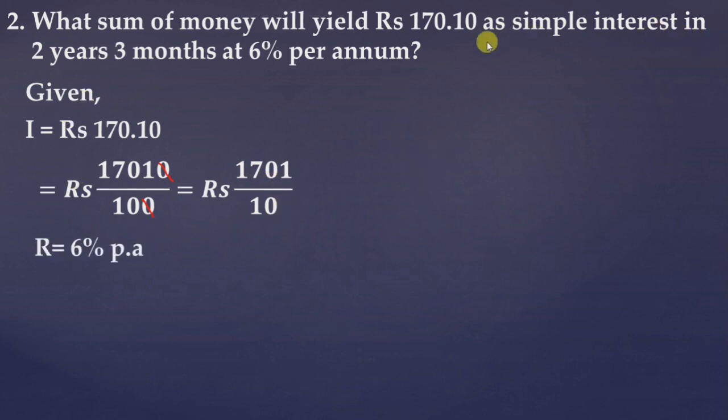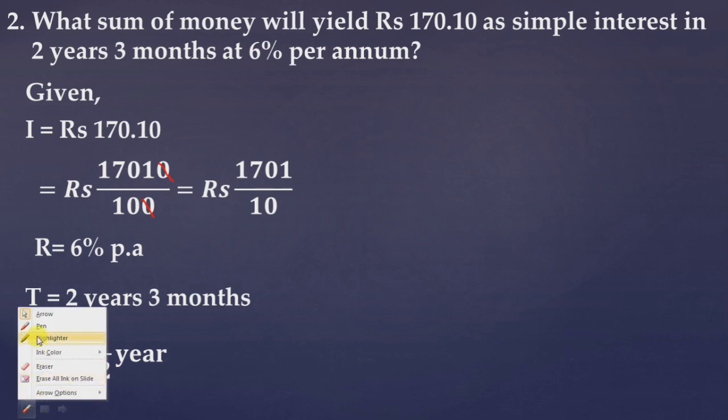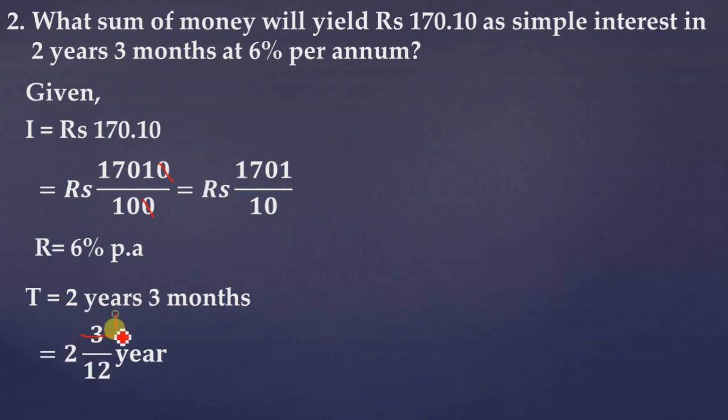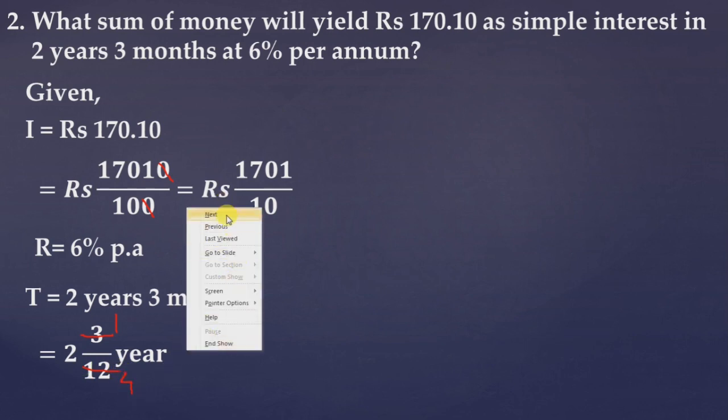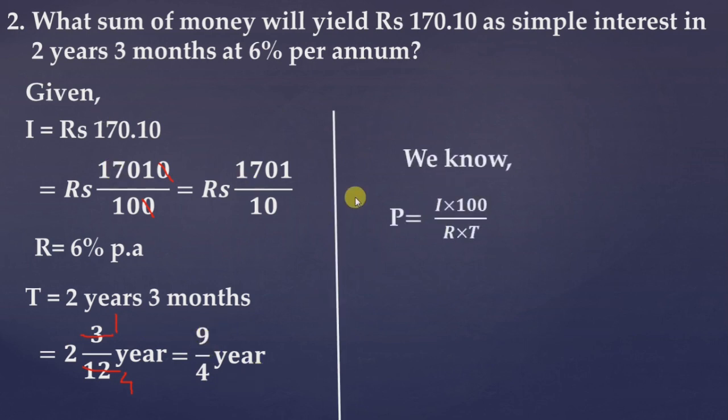Rate is 6%. Time is 2 years 3 months. It can be written as 2 whole 3 by 12. 3 1s are 3, 3 4s are 12. I'll get 4 2s are 8 plus 1, 9 by 4. Here, we know principal is equal to I into 100 divided by R into T.